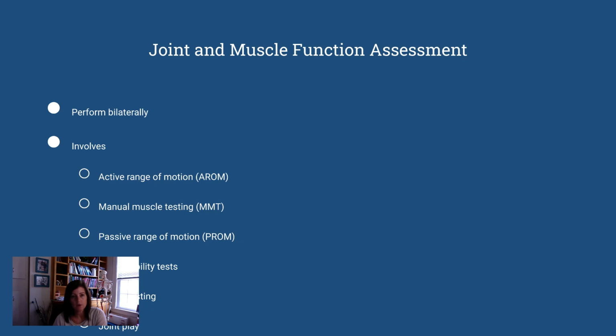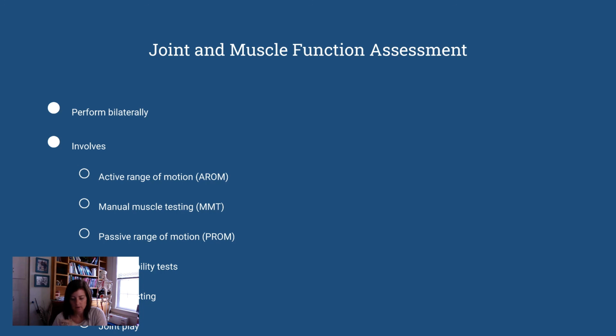Okay. When we look at the assessment of joints and muscles, we are going to want to perform these assessments bilaterally. So this is the importance of testing the uninvolved side first, because then you get a baseline, and then comparing that to the involved side.